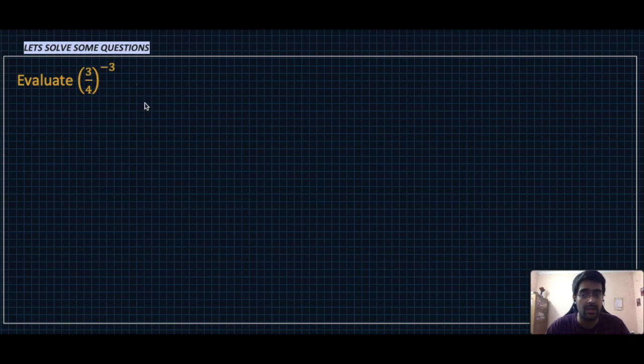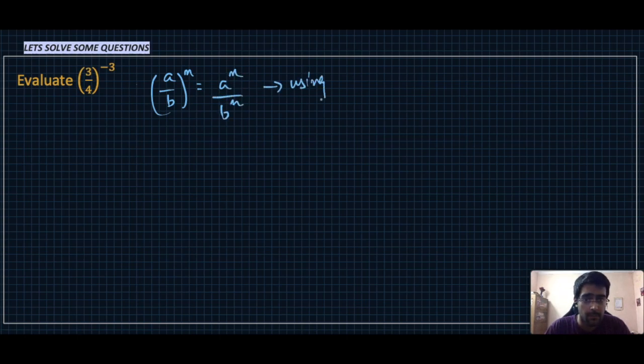So the first question is to evaluate (3/4) to the power of minus 3. Now, if you remember, the identity of (a/b) to the power of n is equal to a to the power n and b to the power n. So using this, we have (3/4) to the power of minus 3 is equal to 3 to the power of minus 3 and 4 to the power of minus 3, right?